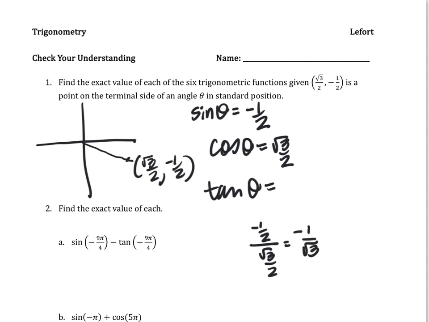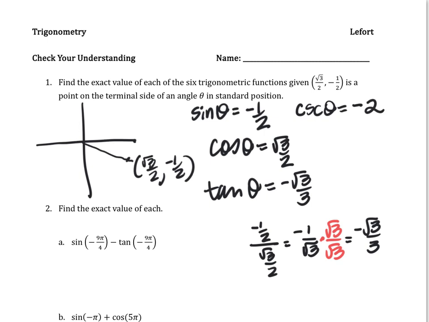because the 2's would cancel out. And then if we rationalize it by multiplying by the square root of 3 on top and bottom, we get negative square root of 3 over 3. Then when we do our reciprocal functions, remember cosecant is the reciprocal of sine. So we just write it as negative 2. We don't put negative 2 over 1.